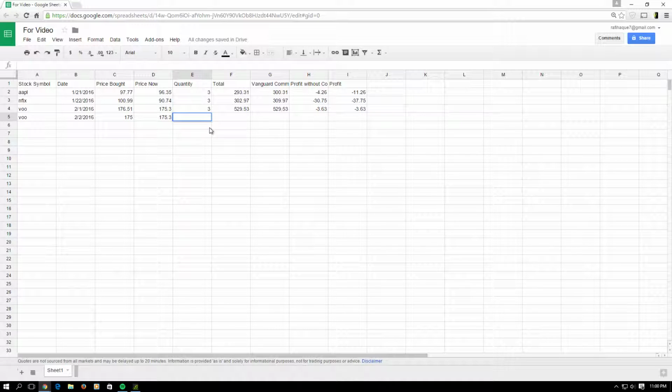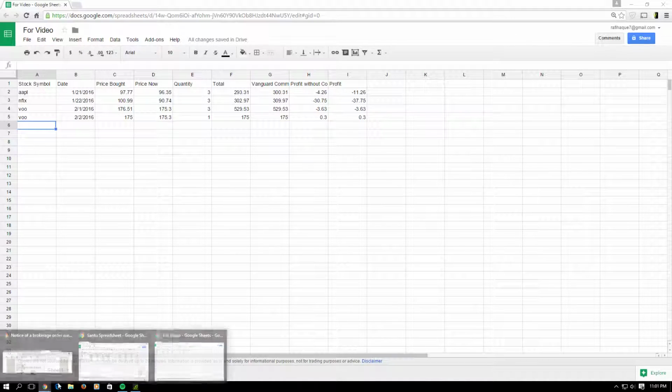And again, we can get the price now, which would be 175.3, and I bought just one quantity of that, and the total will be 175. Let's see, why is it not getting? Nope, that makes sense. Vanguard commission, let's see if I lost money. Nope, I gained 30 cents from that, which is always good, and 30 cents in profit in total.